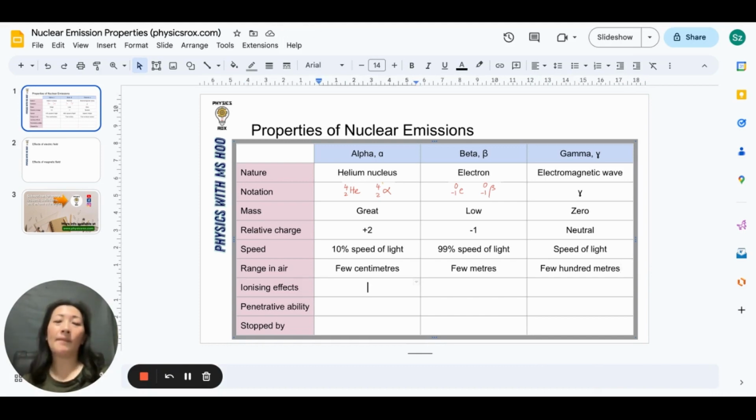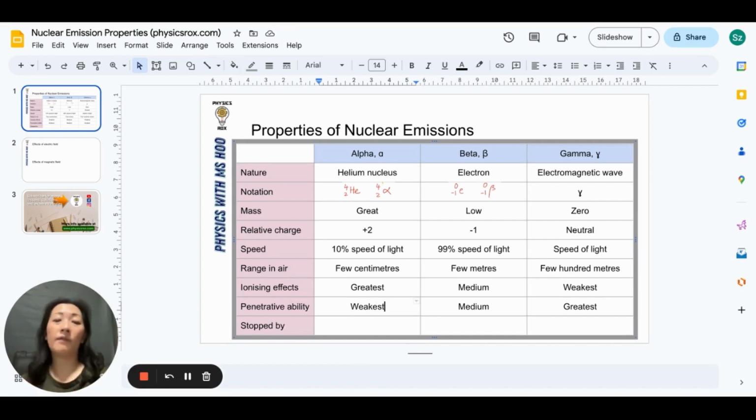Ionizing effects is something that we have already covered in the earlier part of the video. So remember that we are comparing the ionizing power between these three. Alpha has the greatest ionizing effect, while beta is in between alpha and gamma. So I'm just going to write here medium, while gamma has the weakest ionizing effect. Whereas for the penetrative ability, gamma has the greatest or the strongest penetrative ability. Beta is in between alpha and gamma, while alpha, of course, has the weakest penetrative ability.